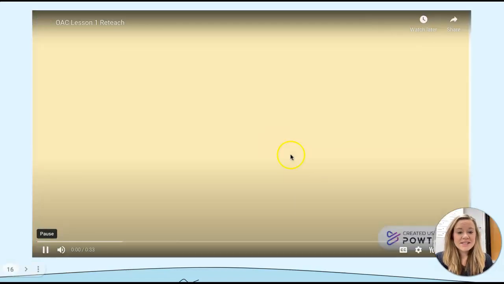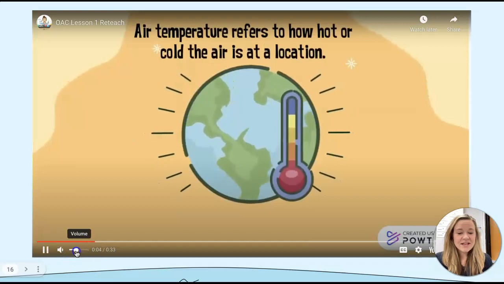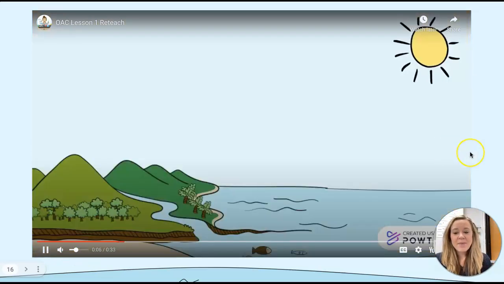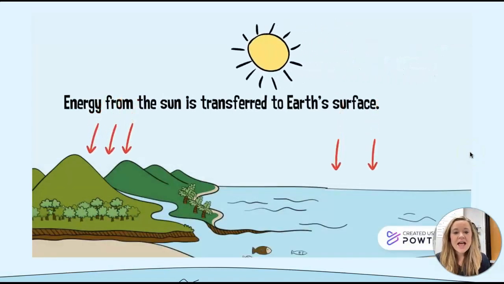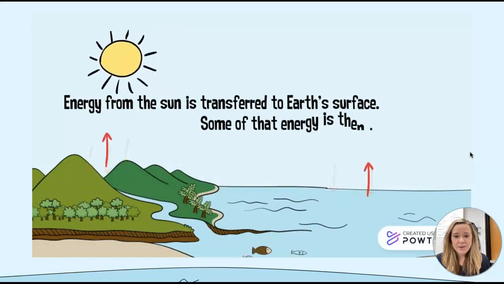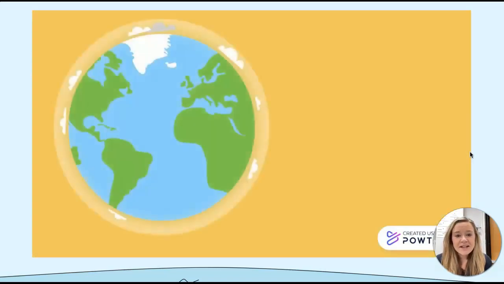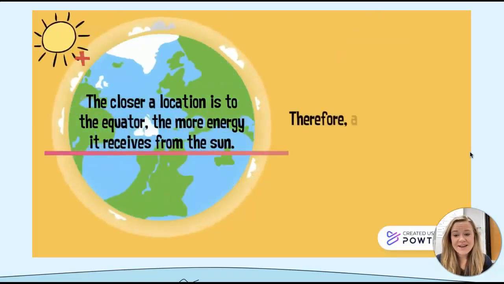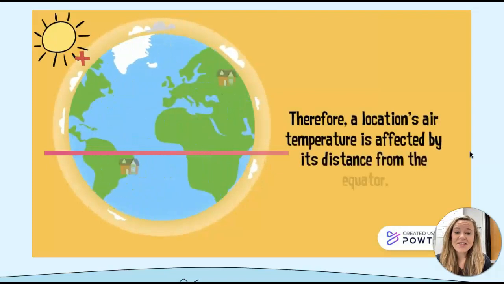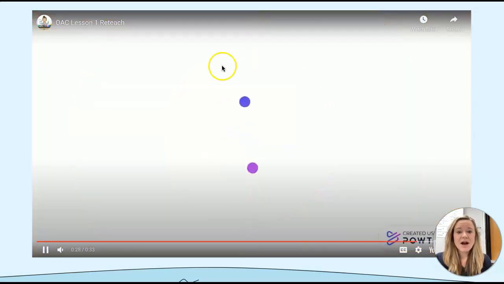So if we go back to this little video, we can see here, I'll leave the music on, that we can kind of wrap up the second part of this video. So the energy is transferred to the Earth's surface. That energy is then transferred back to the air above the surface. And then we can see that the closer a location is to the equator, the more energy it's going to get from the sun. And therefore, a location's air temperature is affected by its distance from the equator. So how far it is from the equator.